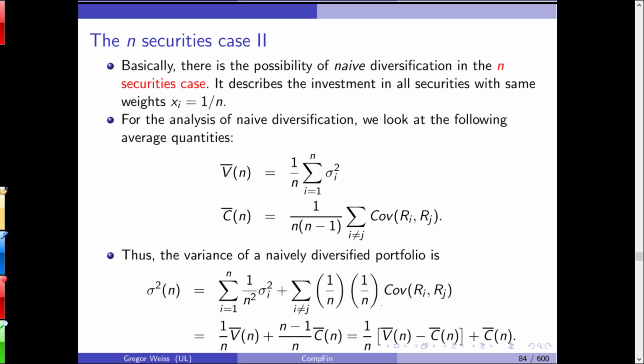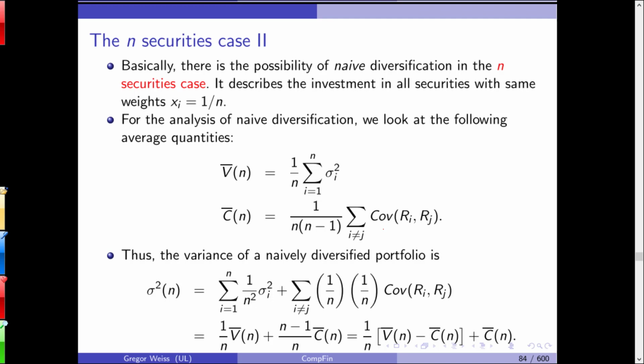Let's look for some time at naive diversification. N securities, we just invest 1 over n, 1/nth part of our investment sum, in each and every security. Now, for a broader analysis of naive diversification, we look at the following average quantities: V bar of n and C bar of n. V bar of n is what? The average variance. C bar of n is what? More or less an estimate of the average covariance.